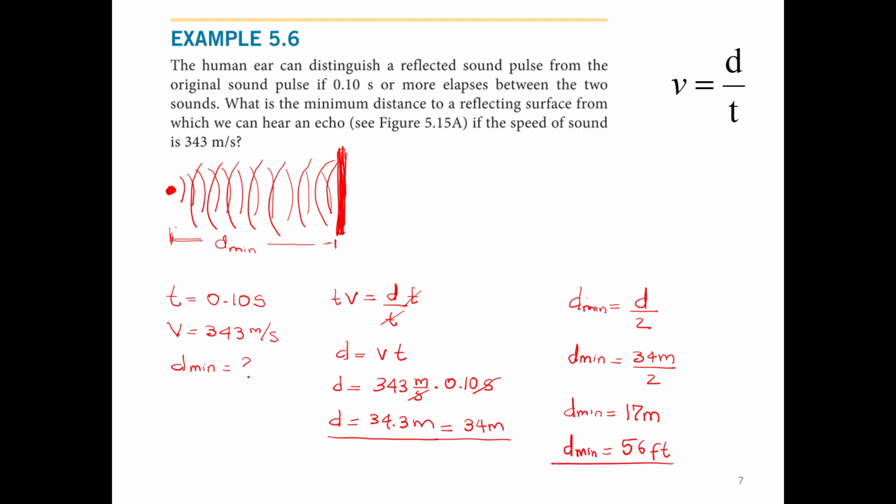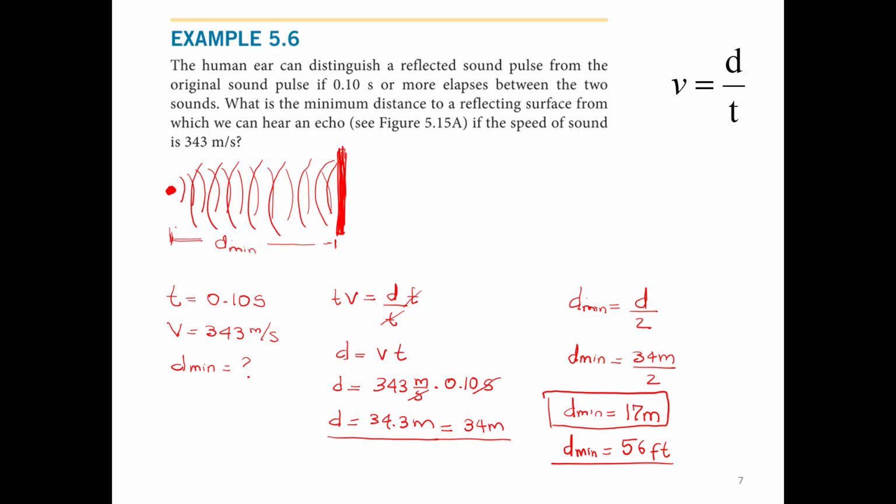And I know you understand feet better. This gives you an idea of the minimum distance in order to distinguish the original sound from the echo. This is one way you can solve the problem. The other way is to divide the time by 2 and then calculate the distance. Then you will calculate from this point to this point using half of this time, and you will get the same answer. You will get 17 meters. Then you can solve it either way.